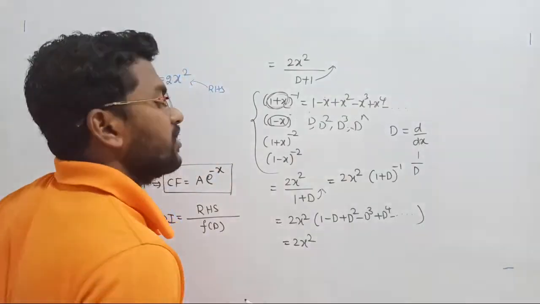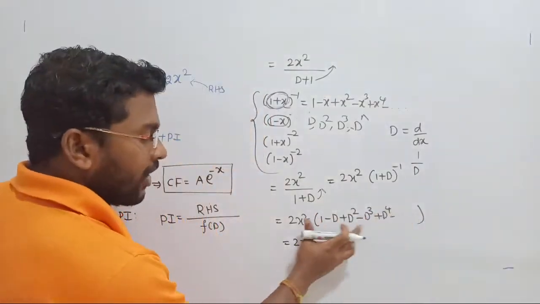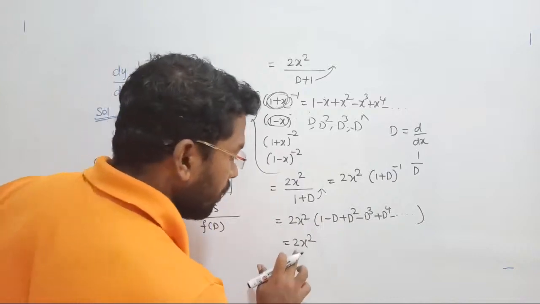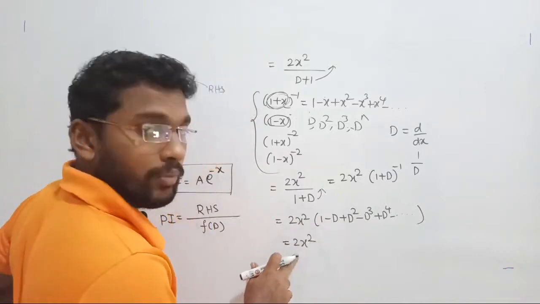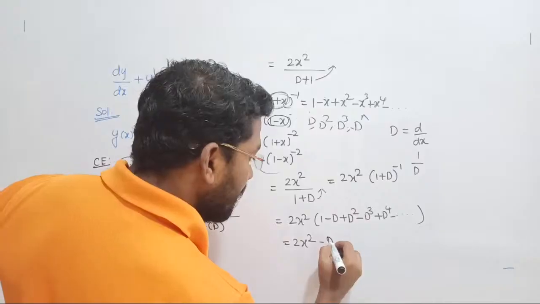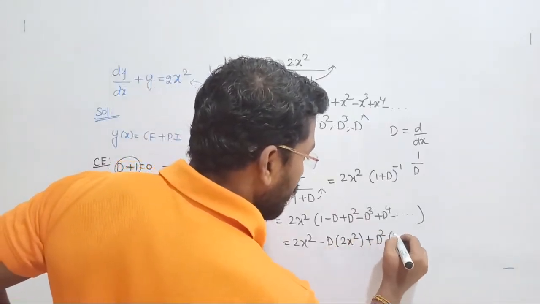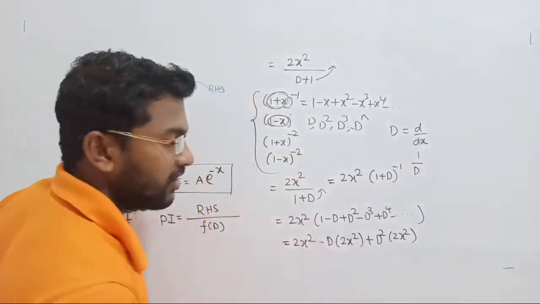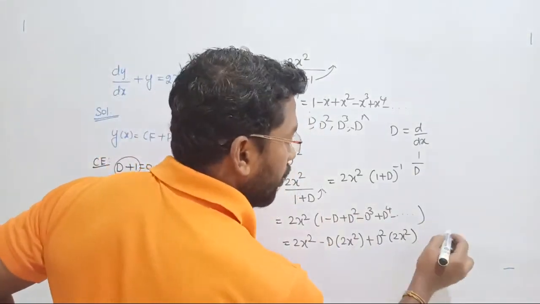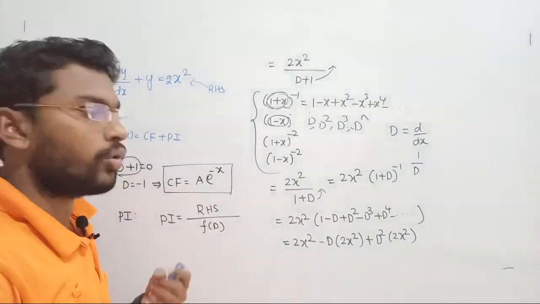Right? So the conclusion is, now open up the brackets. Open this bracket and pass this x square inside. 2 times of x square into 1 will become 2x square minus d into 2x square, plus d square into 2x square. Let me stop with this. Remaining values are all going to become 0. See how that happens.